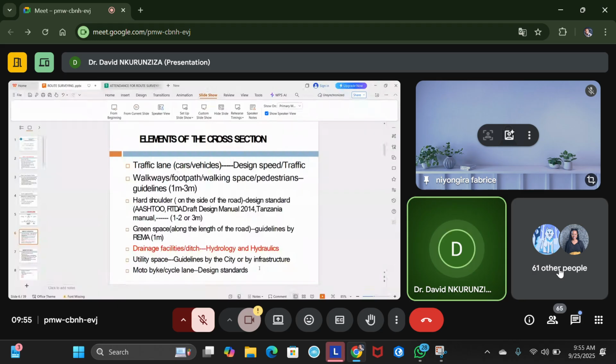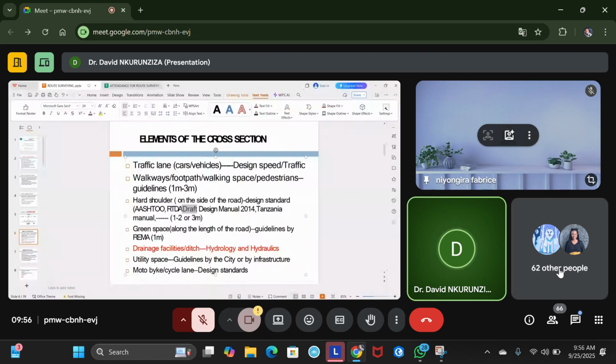It is also provided in the Rwanda Transport Development Agency Design Manual. In Rwanda, we have a design manual dating from 2014, and I think it is no longer drafted. I think I should delete this one. And we can also use AASHTO, the American Association of State Highway and Transportation Officials. And then we can also have other manuals, like a Tanzania Design Manual, and I think there is now an East African Design Manual, which will also define the elements of the cross section.